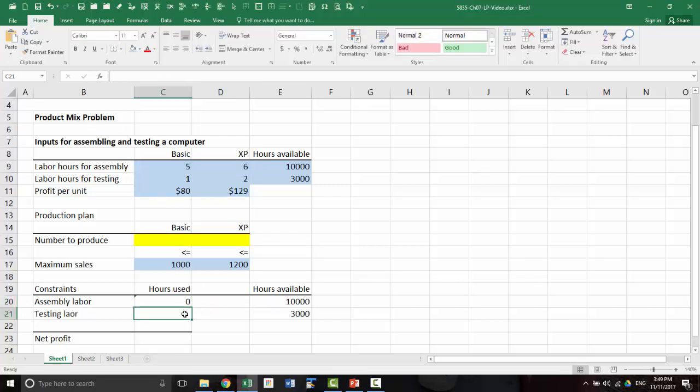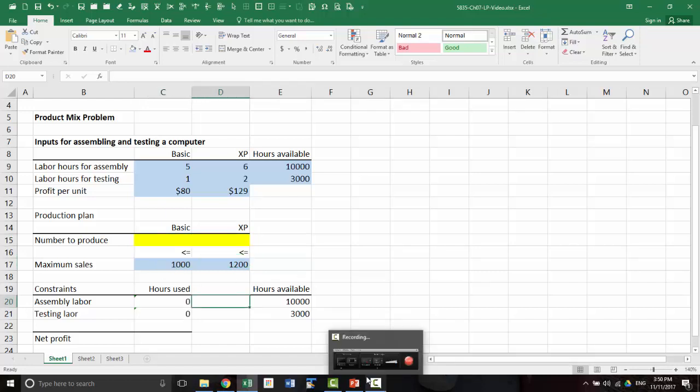Now we have 0 because we are not producing anything. If you produce one of each, you see 6 plus 5, 11, 1 plus 2, 3. So if you produce one of that and two of that, the values change automatically.